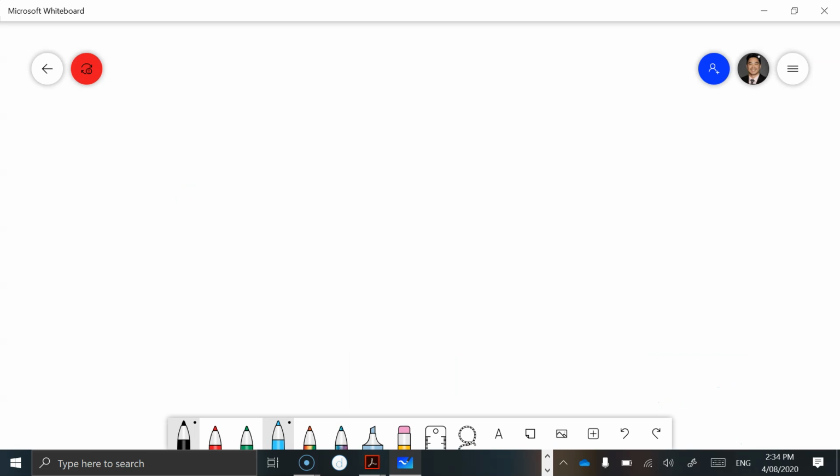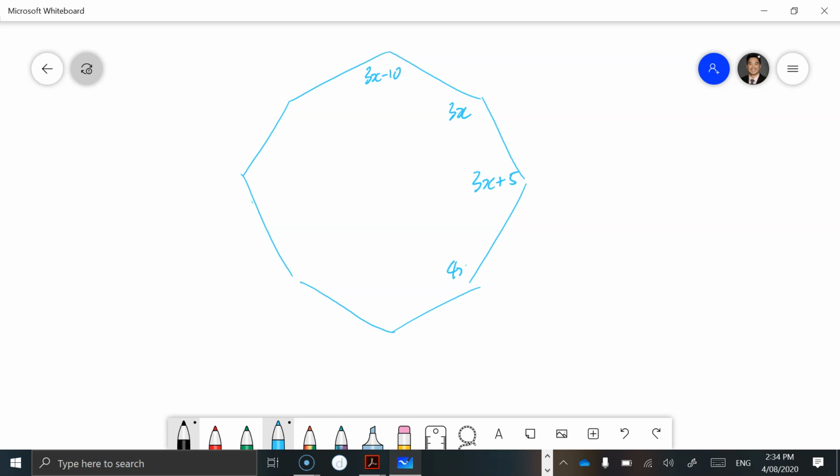What I might do is I'll quickly look at this diagram that's in the book. It is an octagon. Hopefully I can draw it all right. So here we have an octagon, an 8-sided shape. It's got 8 different angles, and we've got 3x minus 10 over here, 3x over here, 3x plus 5, 4x, 4x plus 20, 3x minus 10, 3x, and then 2x.